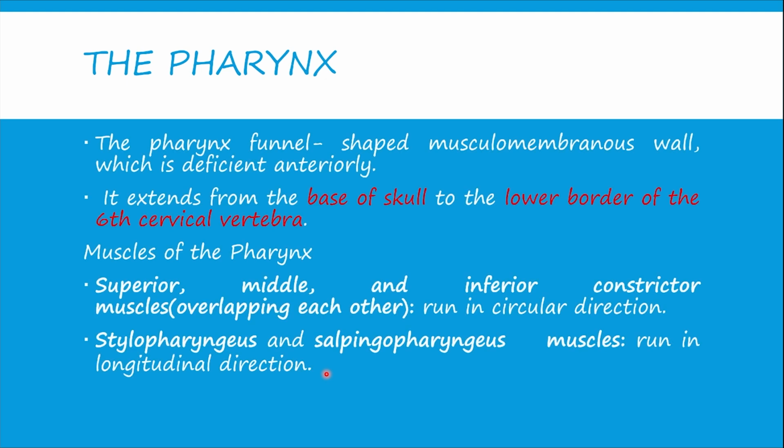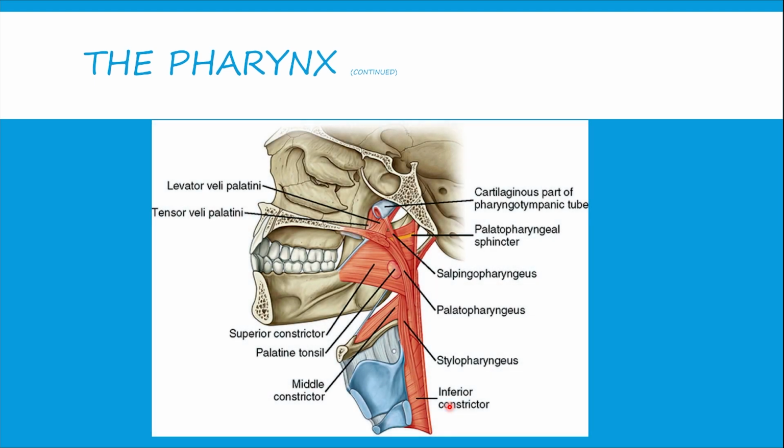Let's talk about the pharynx. It's a funnel-shaped musculomembranous wall which is deficient anteriorly. It extends from the base of the skull to the lower border of the sixth cervical vertebra. It has muscles: superior, middle, and inferior constrictor muscles, which run in a circular direction. There are also the stylopharyngeus and salpingopharyngeus muscles, which run in a longitudinal direction.